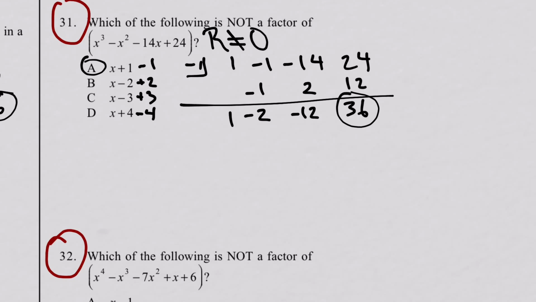Let me just double check that real quick just to make sure. 1, -1, -14, 24. Good. You're dividing by -1. Bring down the 1. -1 times 1 is -1. -2. -1 times -2 is 2. -14 and 2 make -12. -1 times -12 is 12. 24 and 12 makes 36. That seems right. That means that everything else, if I divide it into the polynomial, should give me 0. If they don't, then something's wrong with the problem, but they should give me 0.